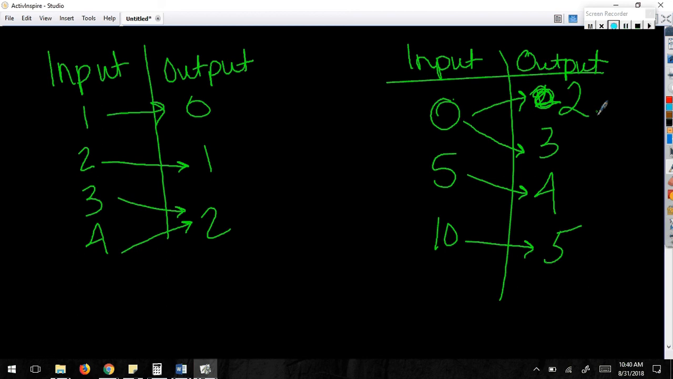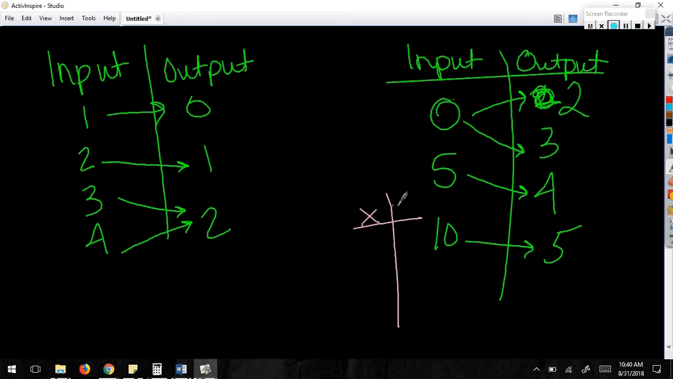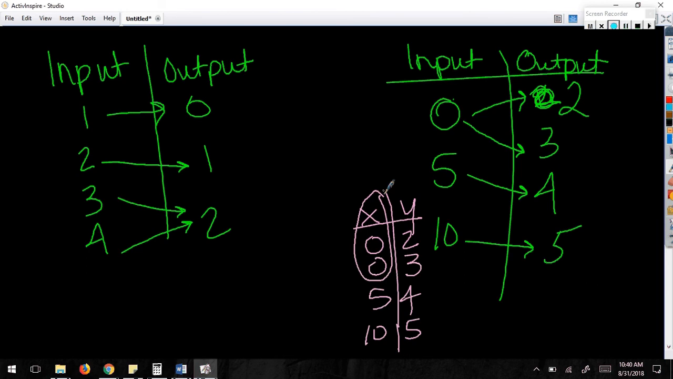It could be set up as a mapping chart, or it could be set up as a typical T-chart like before. If you like the XY chart, this one could be rewritten like 0, 2; 0, 3; 5, 4; 10, 5. Basically, you're just saying 0 is being repeated. Remember, if X is repeated, it's not a function.